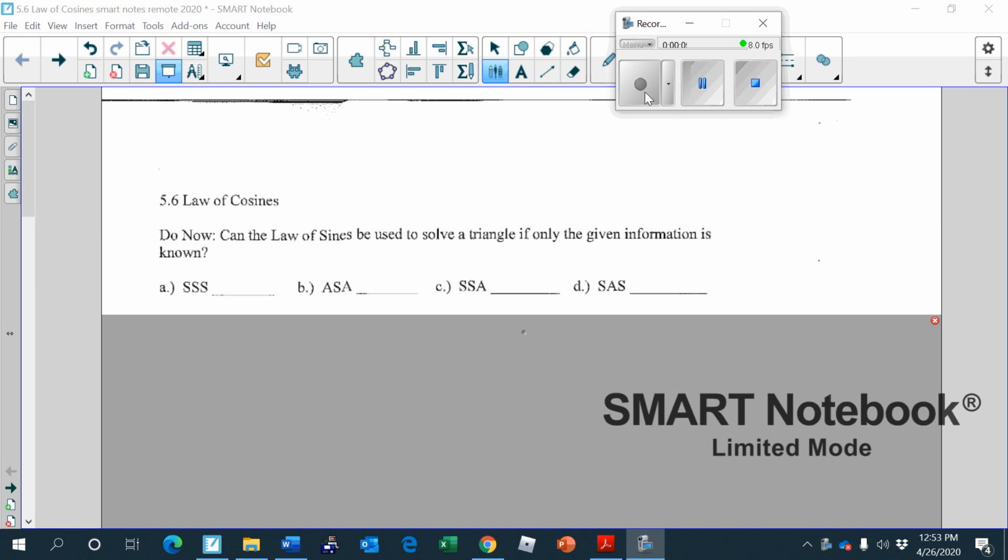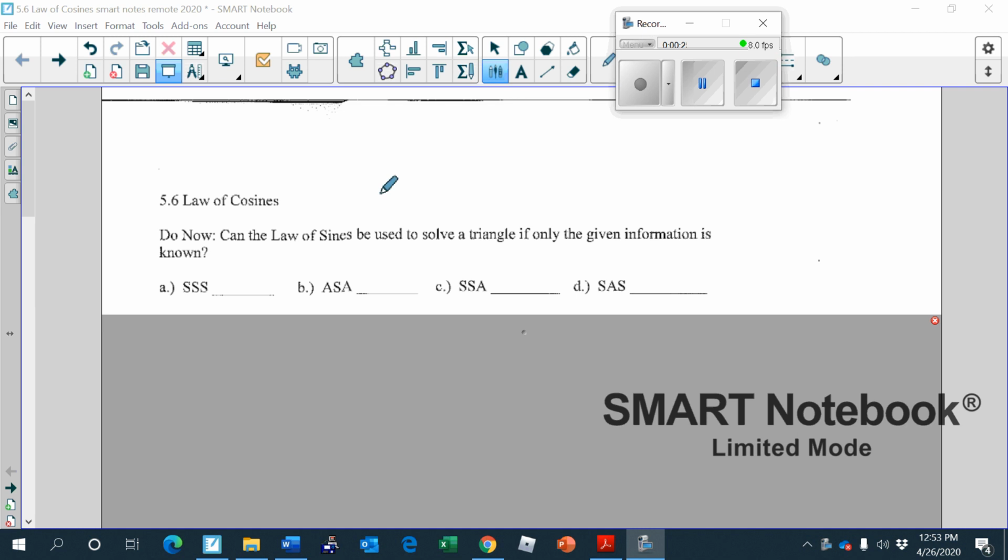And we're moving on to the law of cosines. So we just did the law of sines, you took your quizzes, and now we're moving on to 5.6, the law of cosines. If you look at your do now, if you're following along with the notes, it says, can the law of sines be used to solve a triangle if only the given information is known?